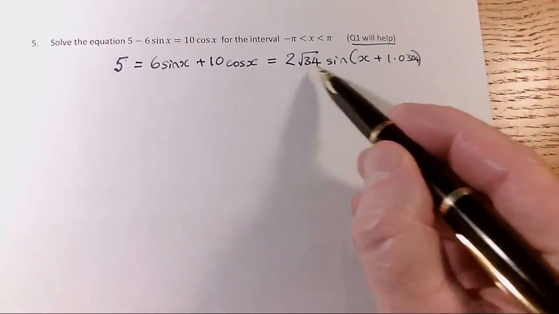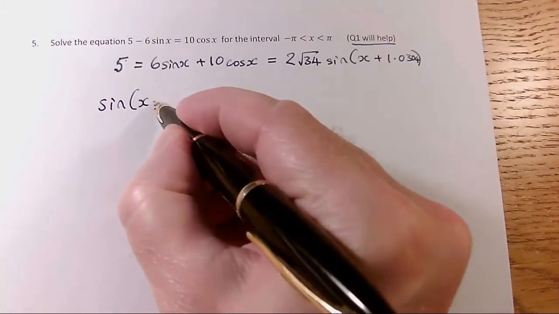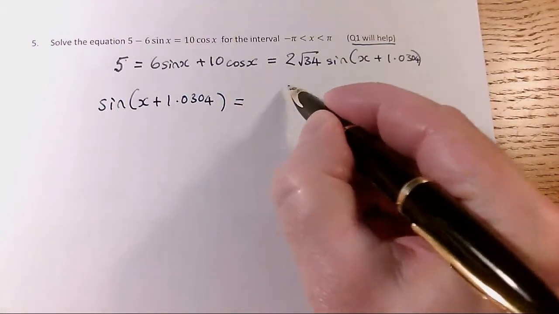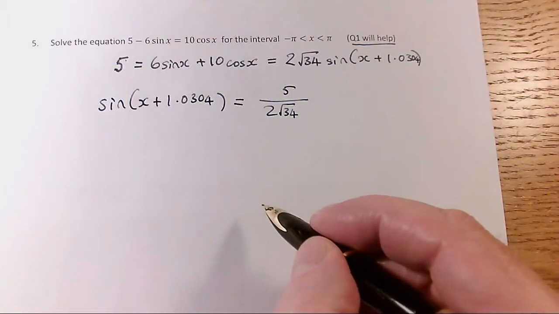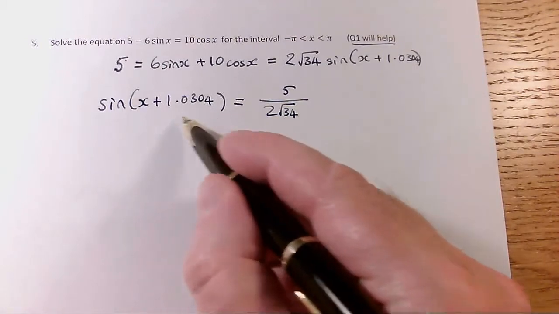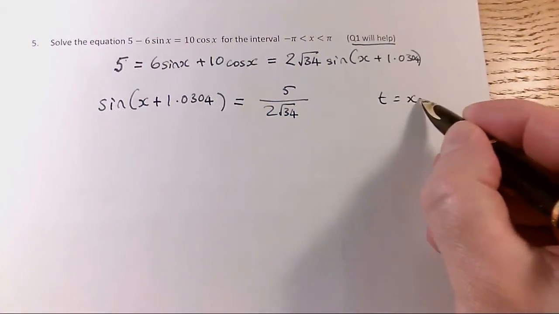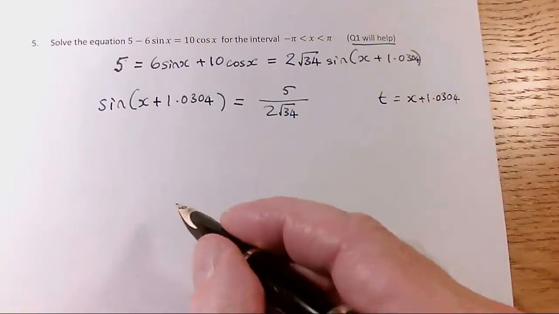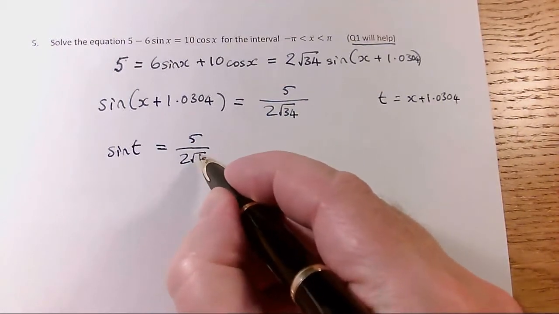So I've just got a number times sine of a bracket, so I can divide by that number. So I can do sine of the bracket, x plus 1.0304 radians equals 5 over 2 root 34. And this is just solving a trig equation, but I've got a bracket here. So in the past we sometimes used alpha to mean the contents of the bracket. I'm going to actually use t to mean my x plus 1.0304, because the alpha, in the R alpha method, is something else, isn't it? So sine of t has got to be 5 over 2 root 34.